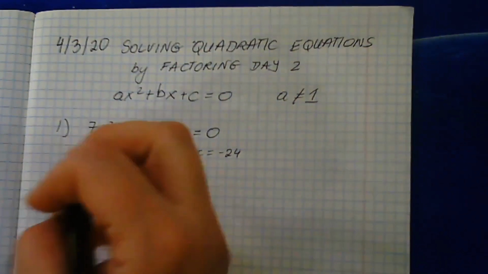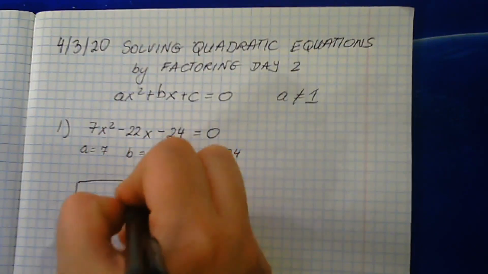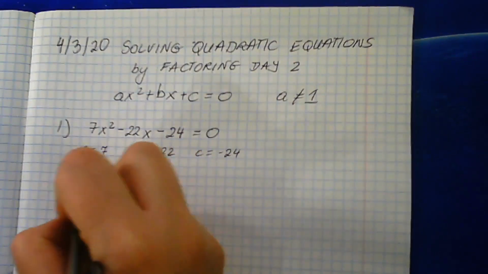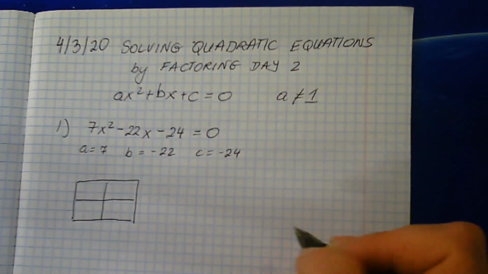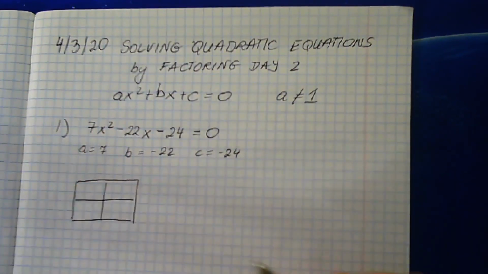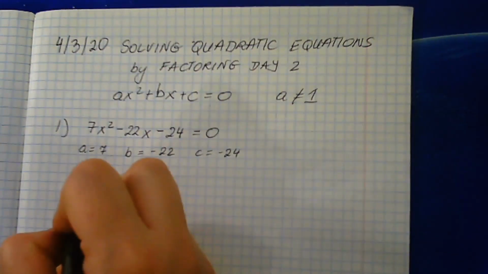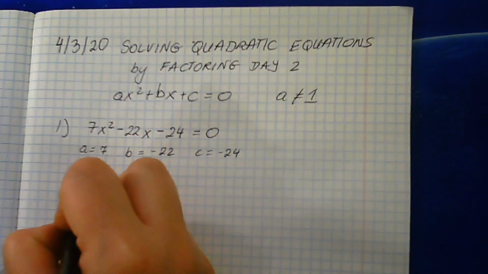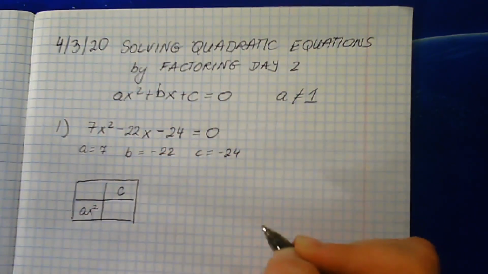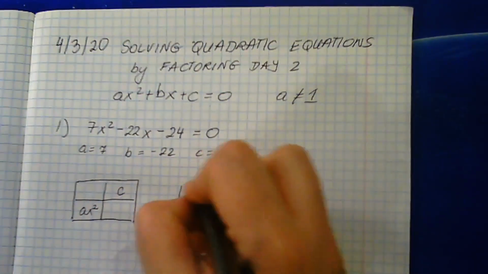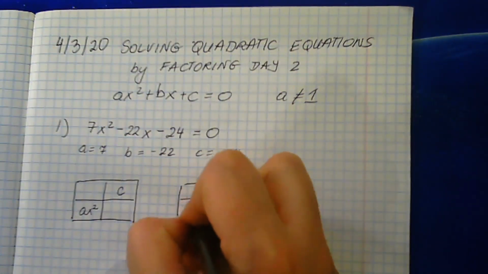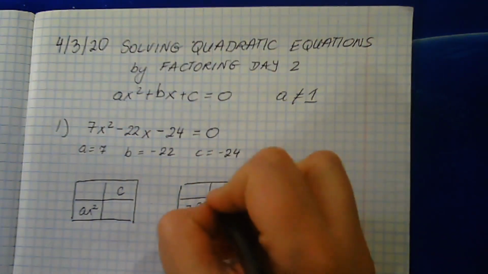In this case we actually have to do the area model and diamond, so we need to have 2 steps. We're splitting this into 4 pieces. The book showed us that over here we always put the ax squared, and over here we put c. So in my case, that will be 7x squared and negative 24.